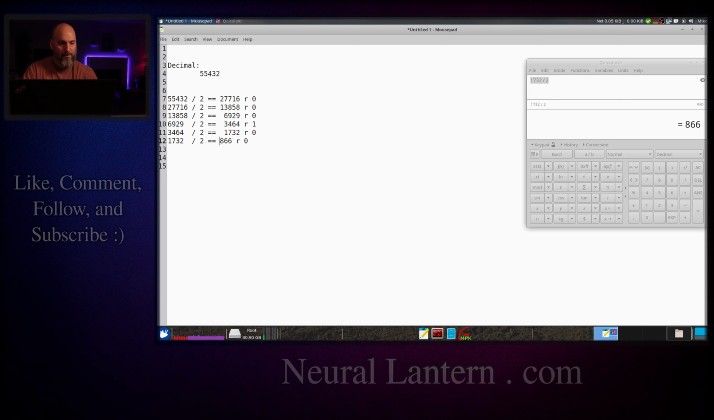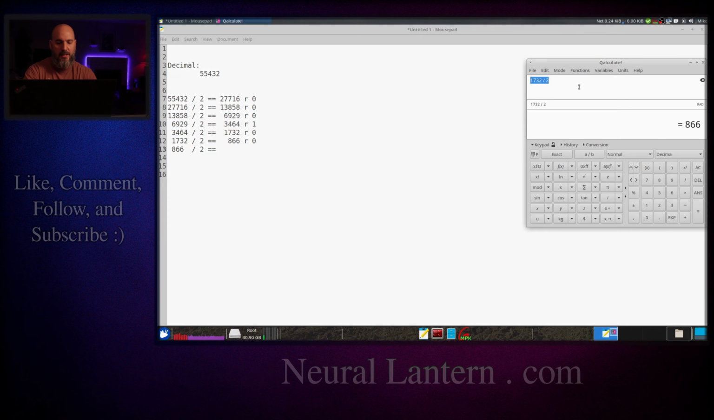I did my spacing. Then we'll divide again, 866 divided by 2. I don't know, maybe my spacing is kind of dumb. Maybe I should have spaced the numbers and not spaced the operator. That's probably better. Okay, so 866 divided by 2 is going to be 433, and it was even, so the remainder is 0. And then 433 divided by 2.